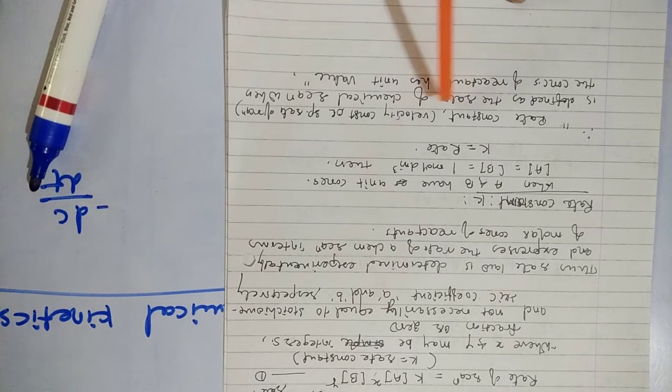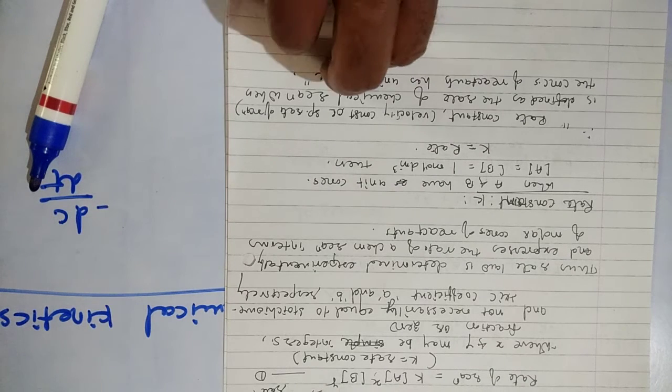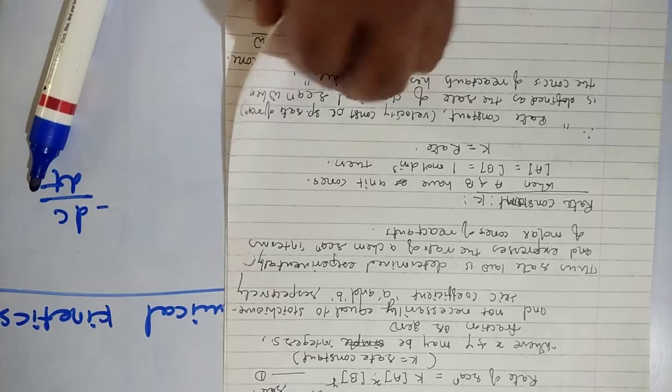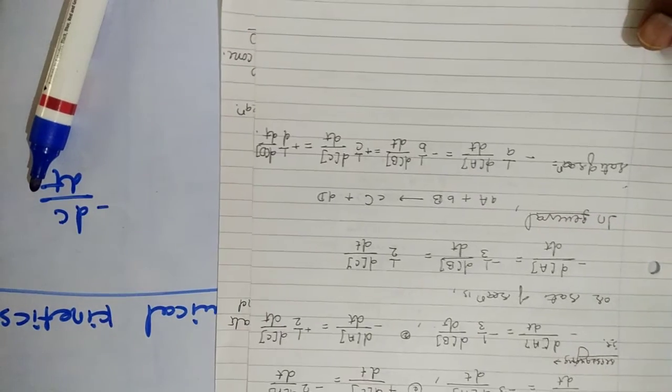Therefore, the rate constant, also called the velocity constant or specific rate of reaction, is defined as the rate of a chemical reaction when the concentration of the reactants has unit value. This is the definition of the rate constant.